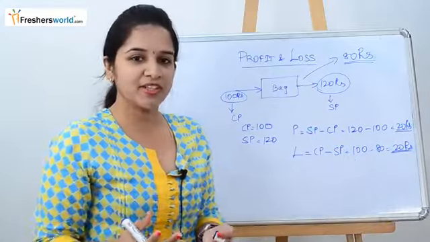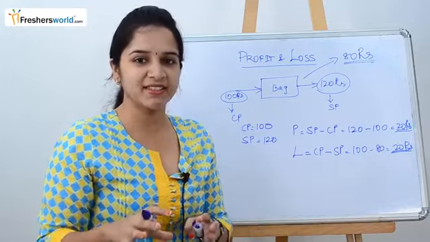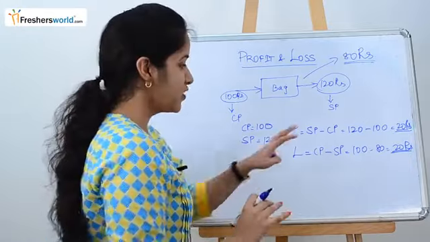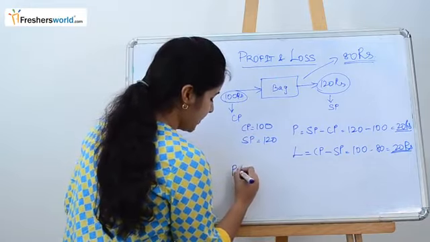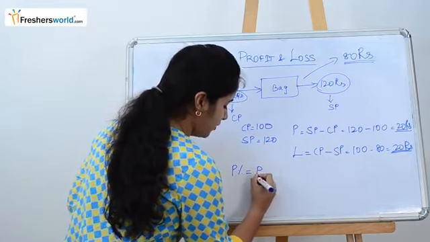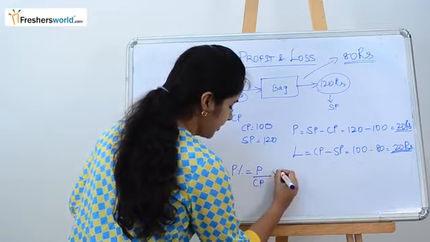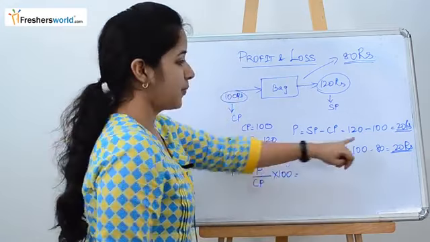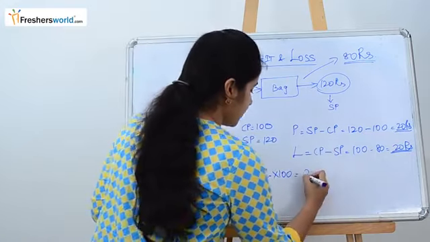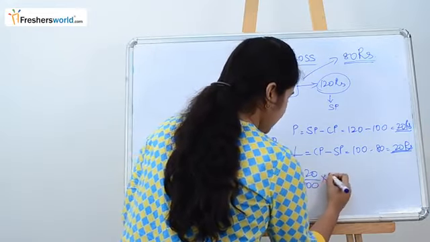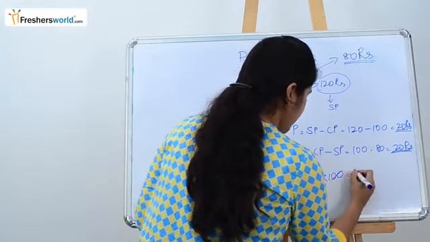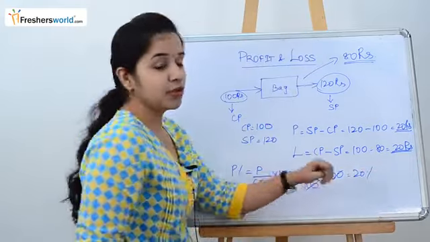There are other questions they ask about, which are the loss percentage and profit percentage. So how do you find the profit percentage for this question? Profit percentage is nothing but your profit amount by CP into 100. So what is your profit amount? 20. What is your cost price? 100. So 20 by 100 into 100 is nothing but 20%, which is your profit.